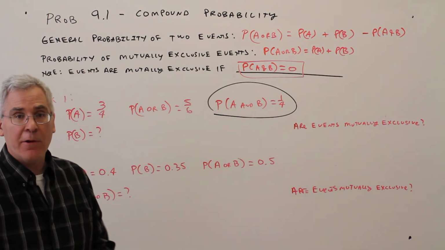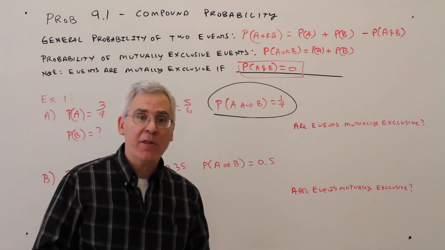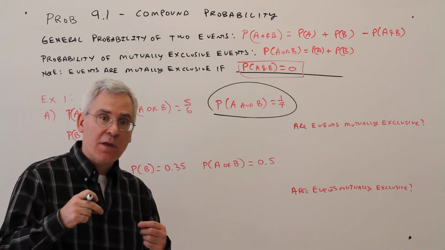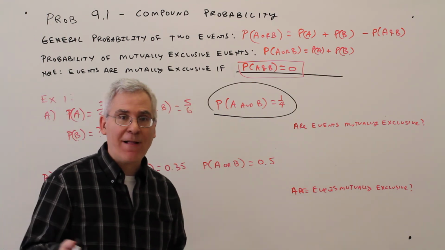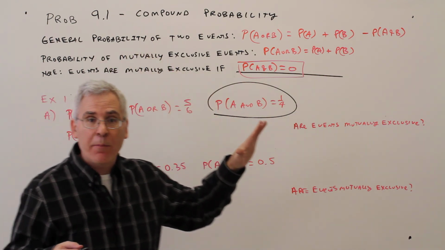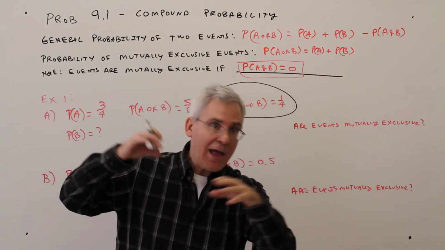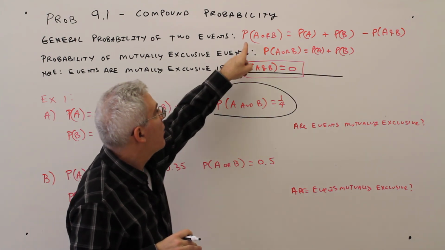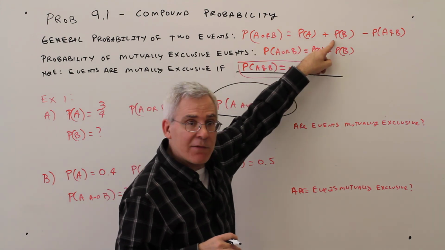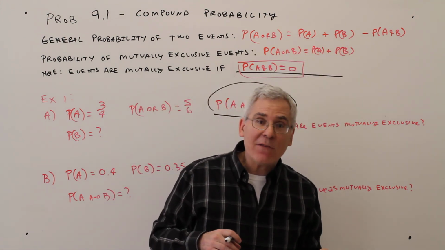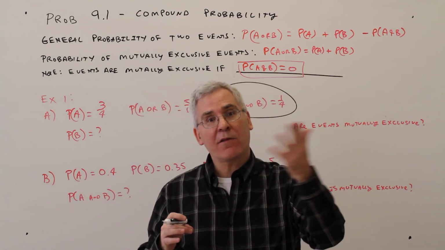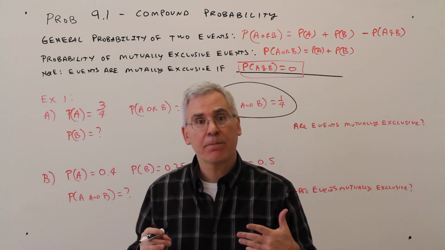Welcome to probability video 9.1, compound probability, and this will springboard right off of lesson 8 where we were counting elements in overlapping sets. Probability follows the same pattern. All right, so first off, the general probability of two events where there could be overlapping sets is as follows. The probability of A or B equals the probability of A plus the probability of B minus the probability of A and B. And that's just like those two overlapping circles where we had to subtract the double counting.